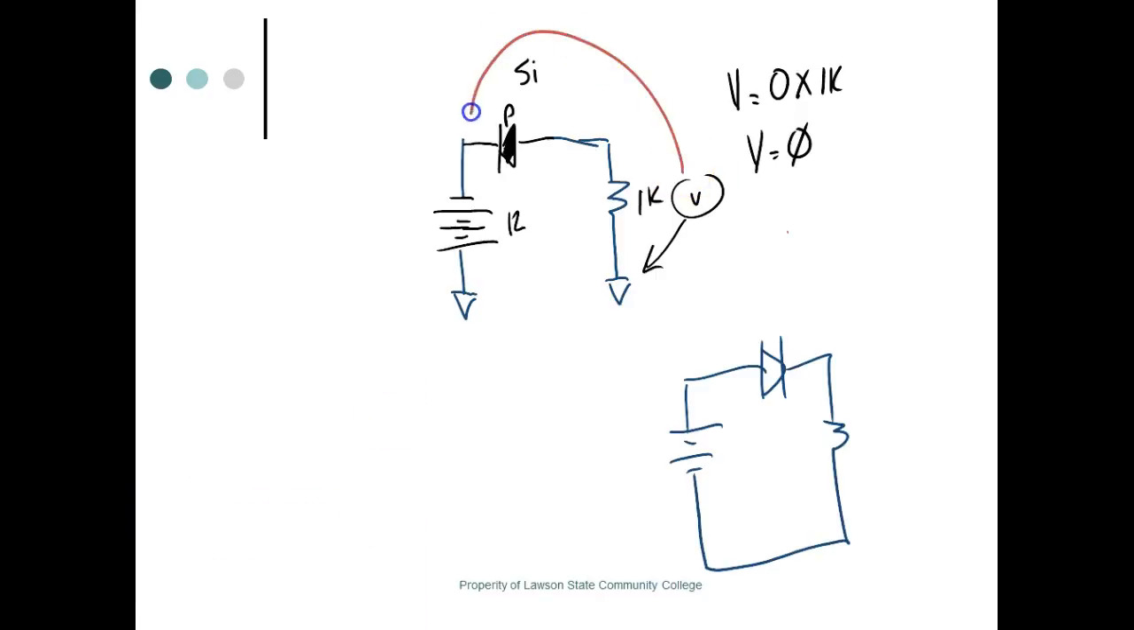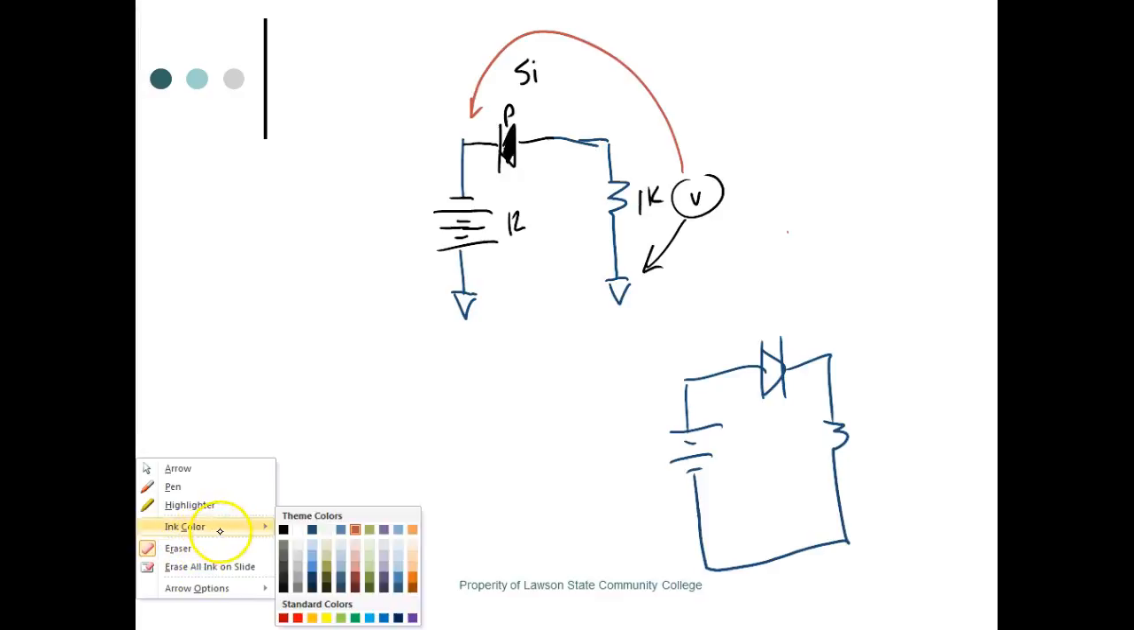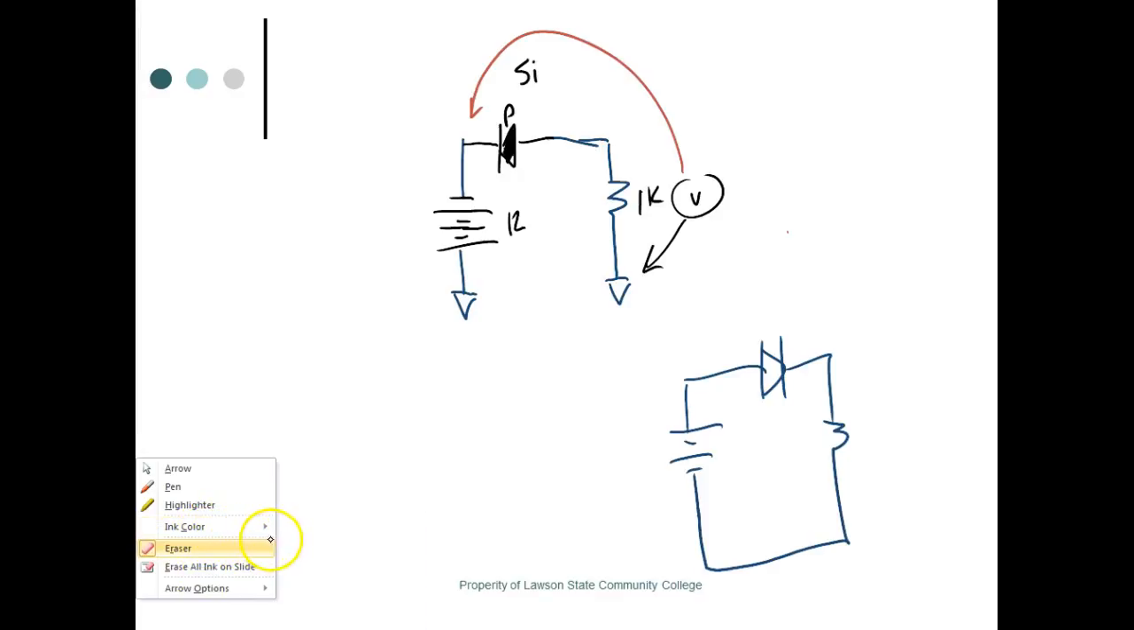So what would I measure if I put my red lead right there? Still 12 volts. What do I get, guys? Yeah, we could say 12 volts, but technically that's incorrect. It's going to measure a minus 12 volts, because our red lead is on the more negative potential, right? Okay.